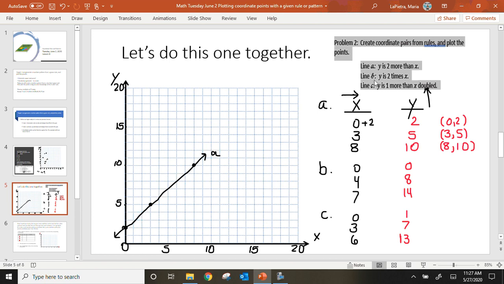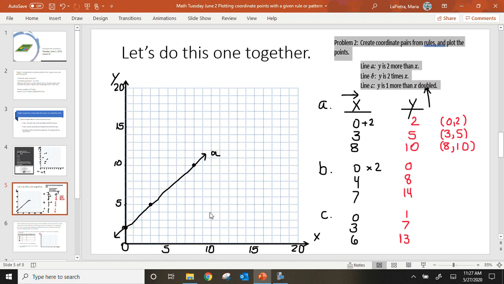And as you could tell, they use the italics or the cursive of A, B, and C when they're labeling their lines sometimes. So this is labeled A. B says y is 2 times the x. All right, 0 times 2 is 0. 4 times 2 is, the rule, 8. 7 times 2 is 14.